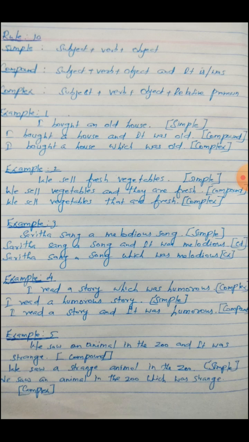Why have we added was? Because bought is past tense. So only we have written was. So I bought a house and it was old. That is a compound sentence.